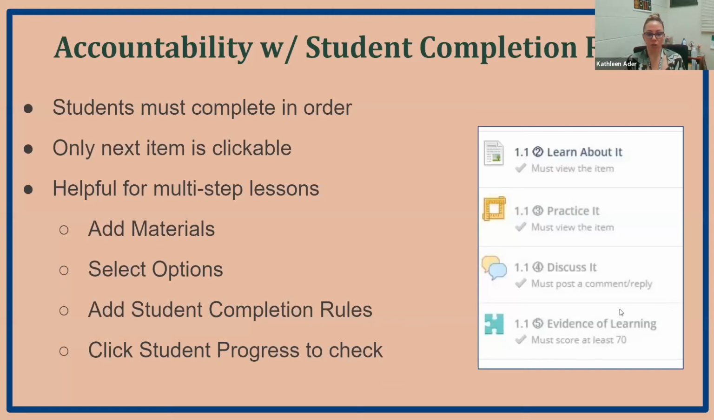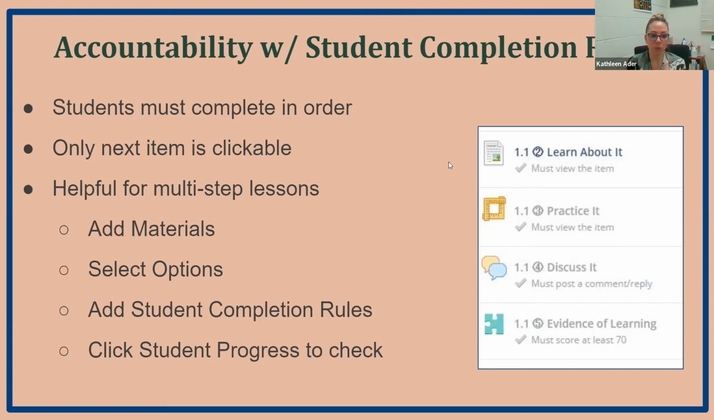So with these student completion rules, you can set the exact order for students to complete a series of tasks in. You'll notice in this picture on the right, the bottom three items are kind of grayed out. And what that means is that the student cannot click on them currently. If they hover over them, their cursor will not change to the little cursor hand. So they can only select the very top item at the moment. So they have to finish that first before they can move on. So this is really great if you have a multi-step lesson and you want students, again, to follow that order.